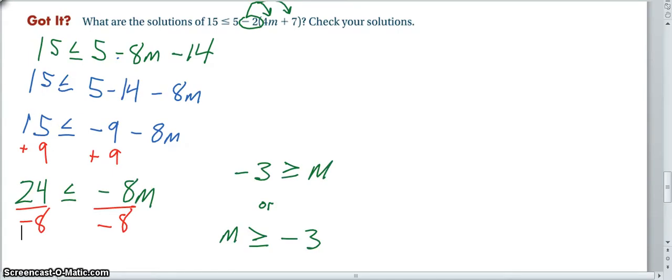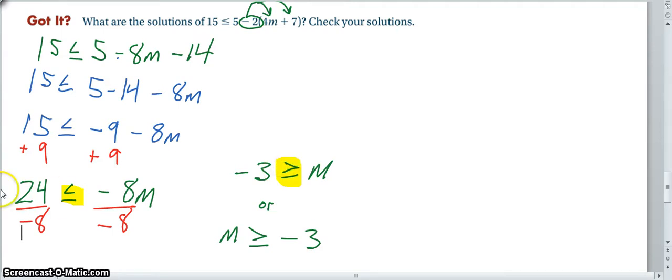Alright, so then we have 24 less than or equal to negative 8m. On both sides, we divide by the negative 8 to get rid of that. Because we're dividing by a negative, and because this is an inequality, hopefully you paid attention to the fact that this inequality symbol has to turn around.